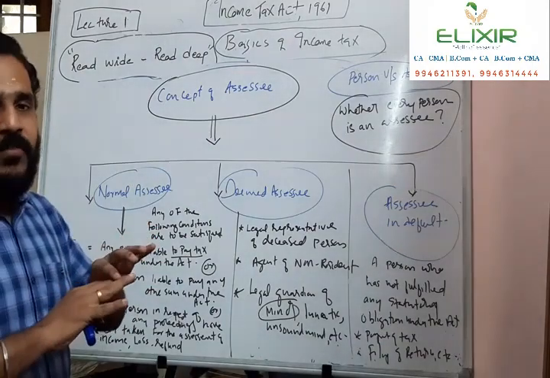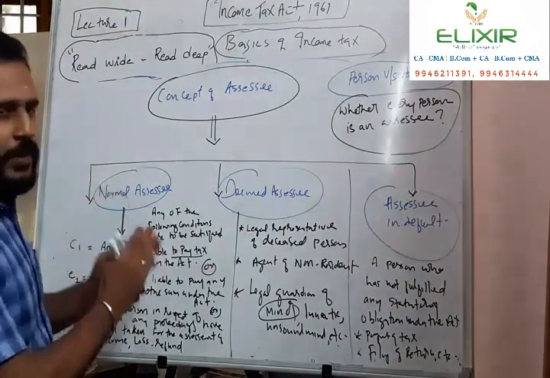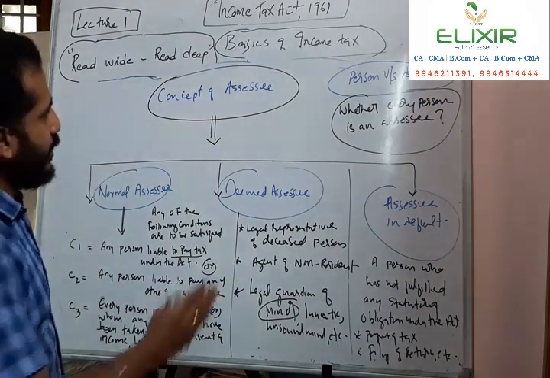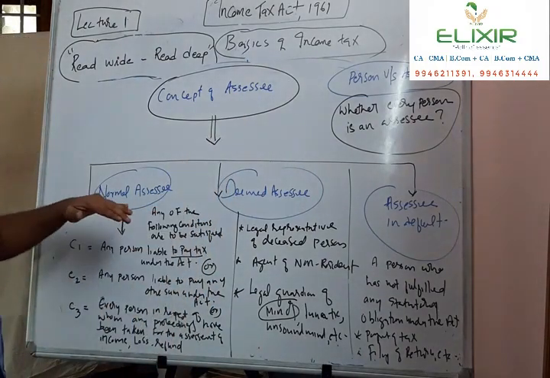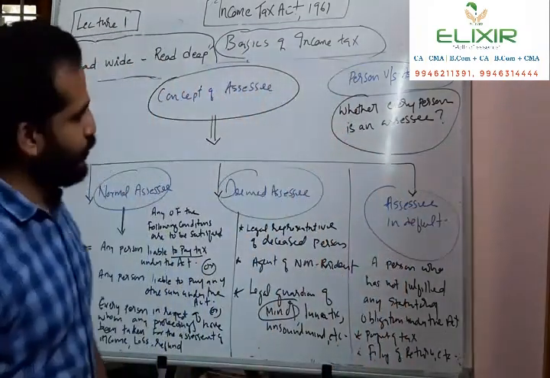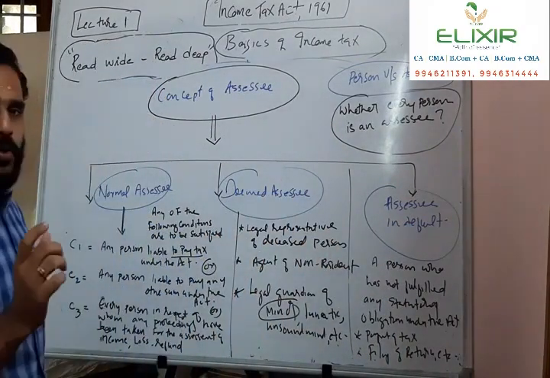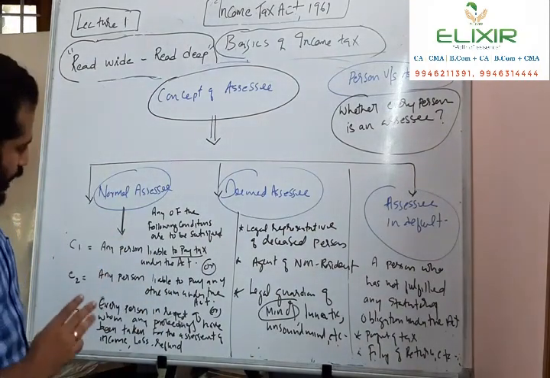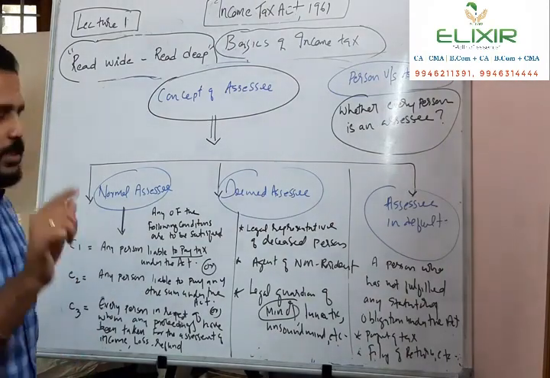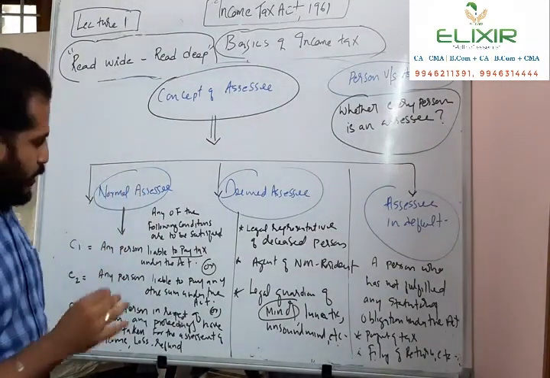We can take a different route for the analysis of assessee by critically examining each content of it. For the purpose of discussion, I am segregating the term assessee into three. The first is a normal assessee, the second is a deemed assessee, and the third is assessee in default. So who is a normal assessee? Let us see one by one. I have written three conditions provided by the Act. If a person satisfies any of the three conditions, he can be termed a normal assessee. Let us discuss them one by one.